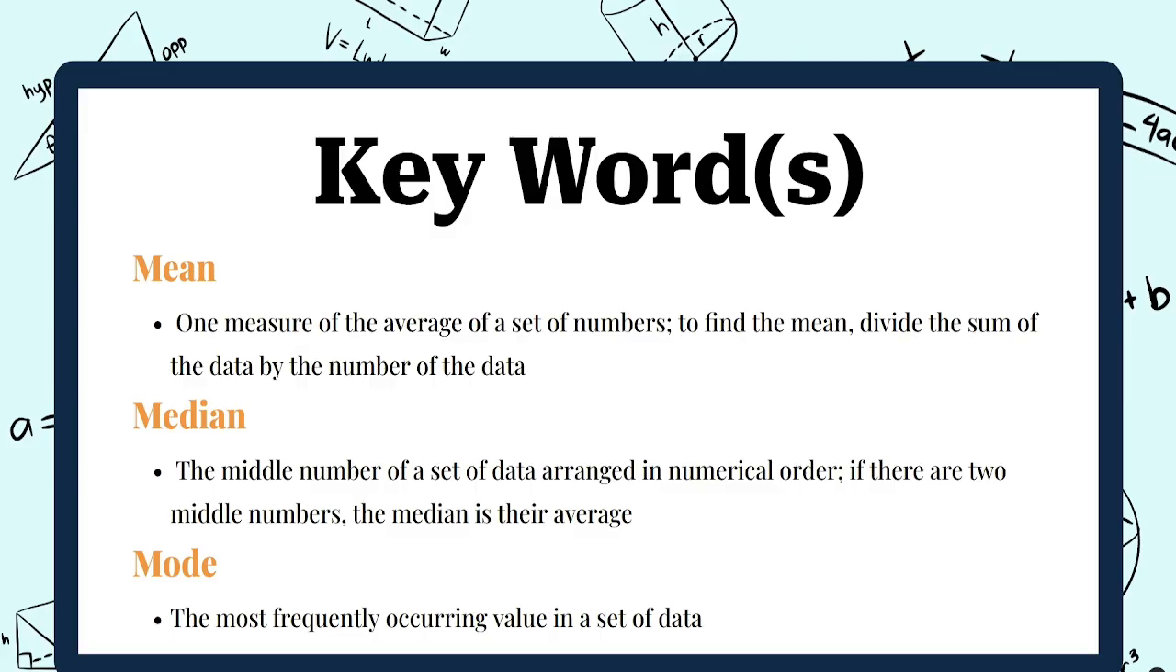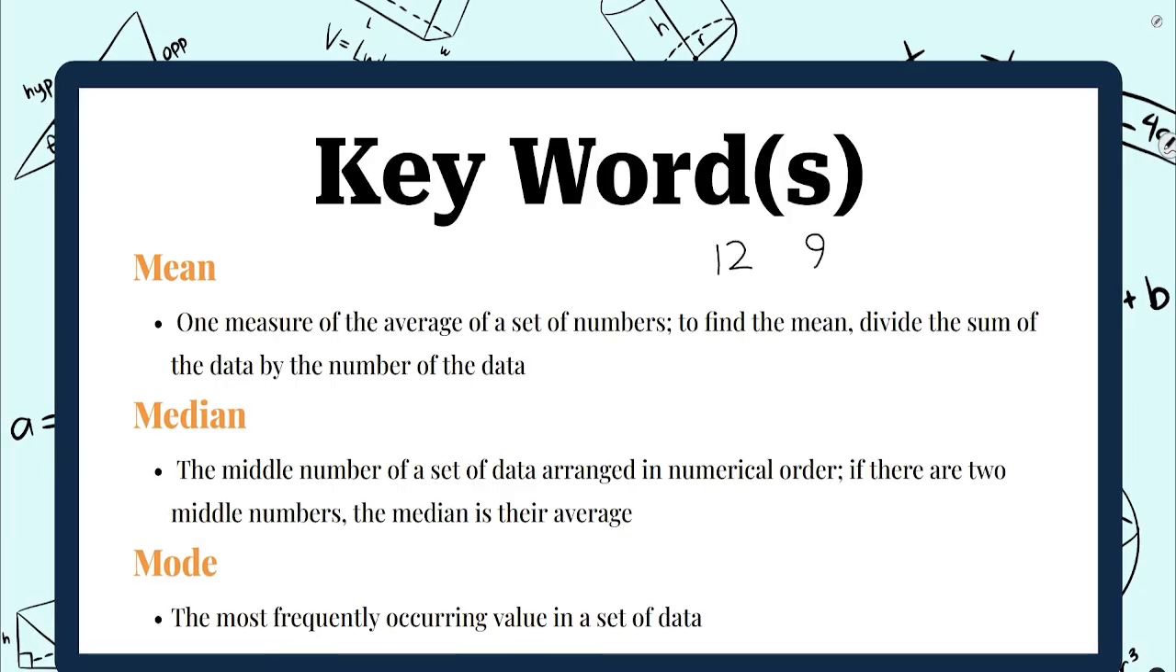So what does that mean? That means if we have 4 numbers, if we have 12, 9, 10, and 3, what we'll be doing is adding them up because it wants you to divide the sum. The sum means we add and we find out what it equals. So if we have 12 plus 9 plus 10 plus 3, we're looking at, if my math is right, 34.